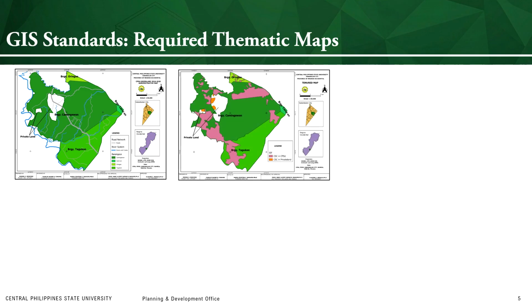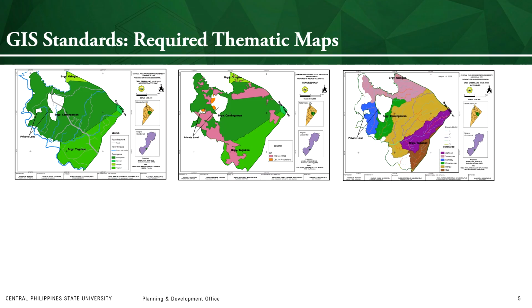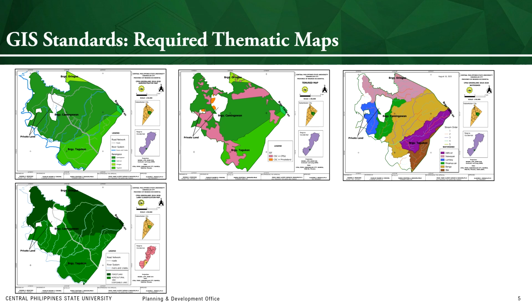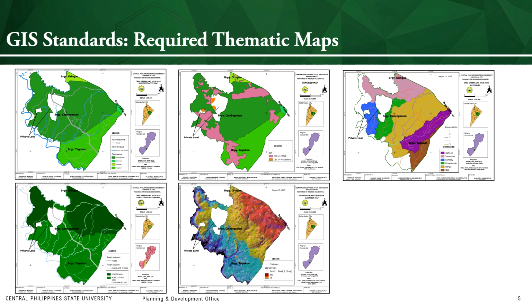Tenure map, showing land ownership and tenurial status. Watershed map, showing water catchment areas relevant to the campus. Land classification map, showing how land is officially classified. Elevation map, showing topographic features.